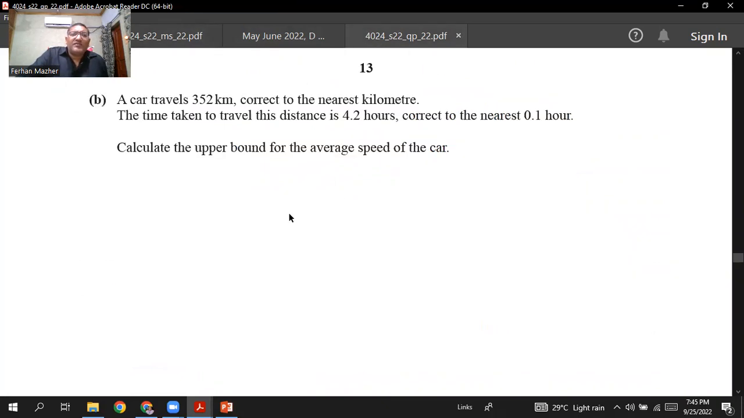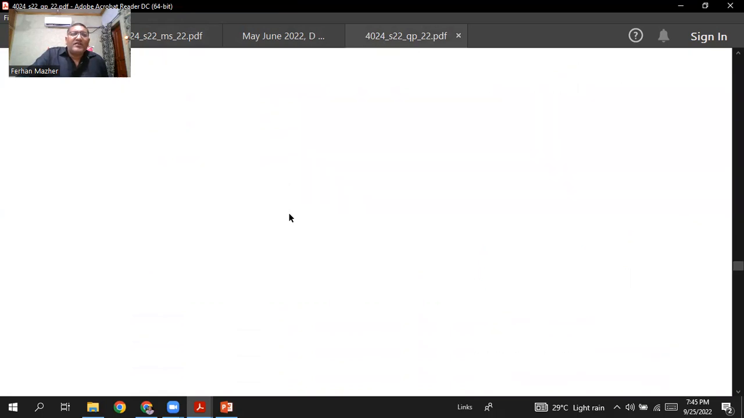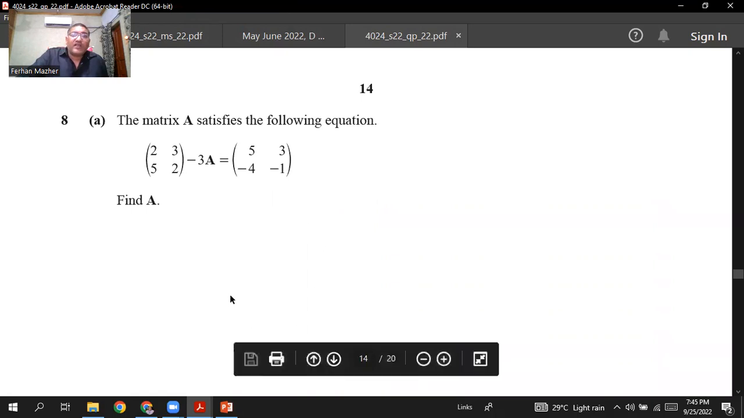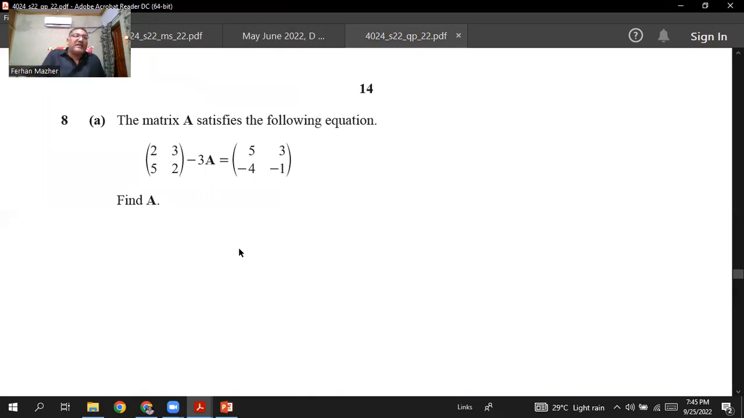84.9 is the answer when you round it off. Okay, so that is how you do it. Question number 8 is showing up on your screen. He says a matrix A satisfies the following equations. So here the equation is given. He says find A. Very simple.